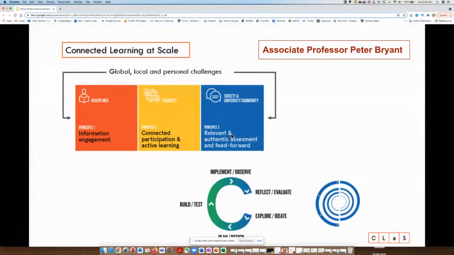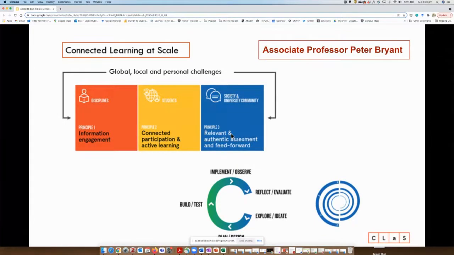This was the brainchild, I guess, of Associate Professor Peter Bryant, and he came up with a very simple framing. So this is the framework we use. It's very simple, and it's really about the connection. So we understood that our students, when they're in these huge cohorts, feel isolated. Even though there's 1,000 or 2,000 of them in some of our bigger units, they didn't connect.